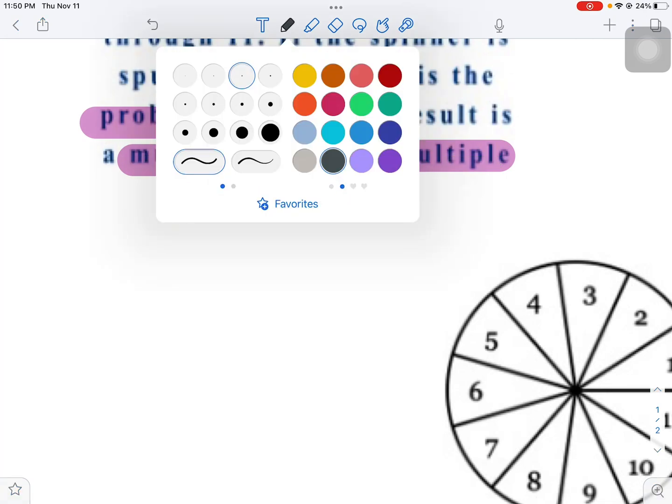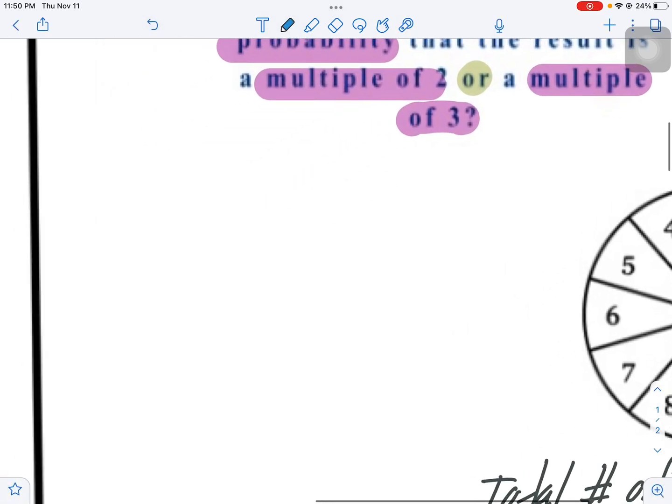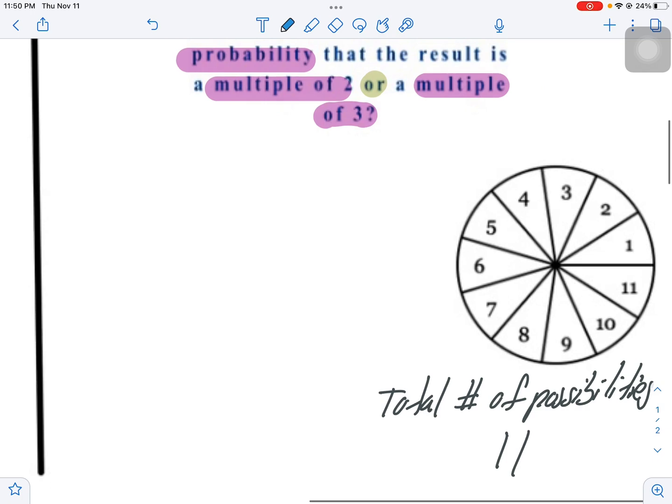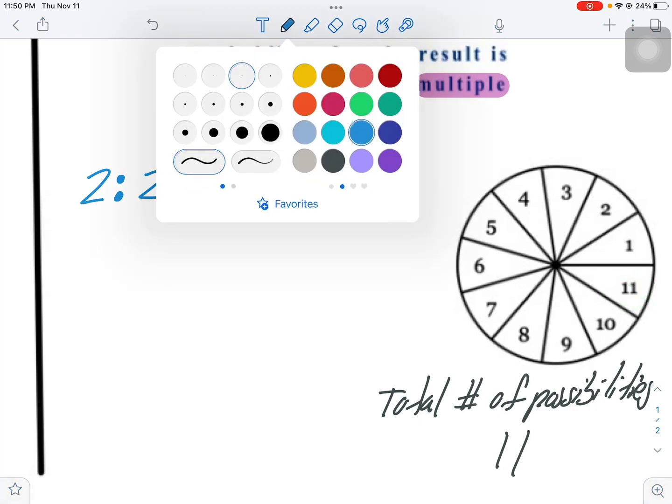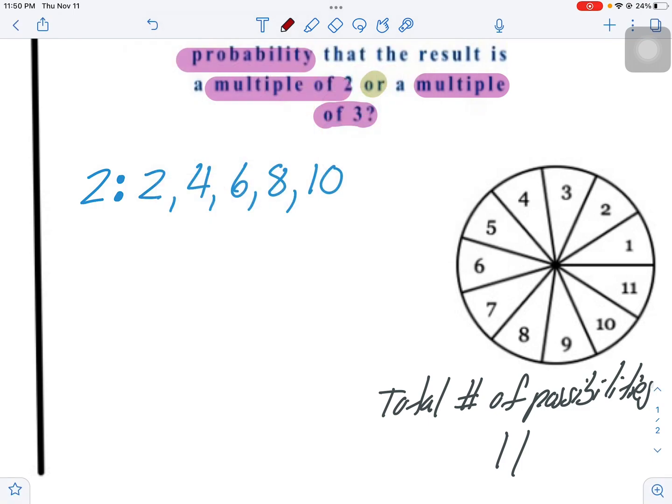So let us start with the multiples of 2. 2 times 1 is 2. 2 times 2 is 4. 2 times 3 is 6. 2 times 4 is 8. 2 times 5 is 10. 2 times 6 is 12, but I'm not going to write 12 because 11 is our biggest number here. So these are our multiples of 2.